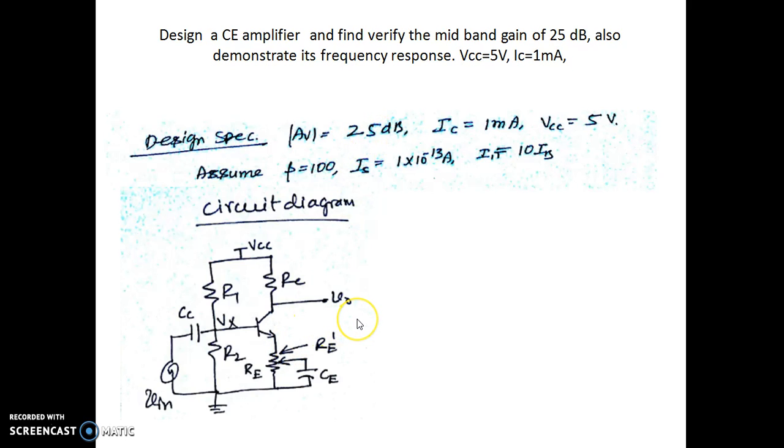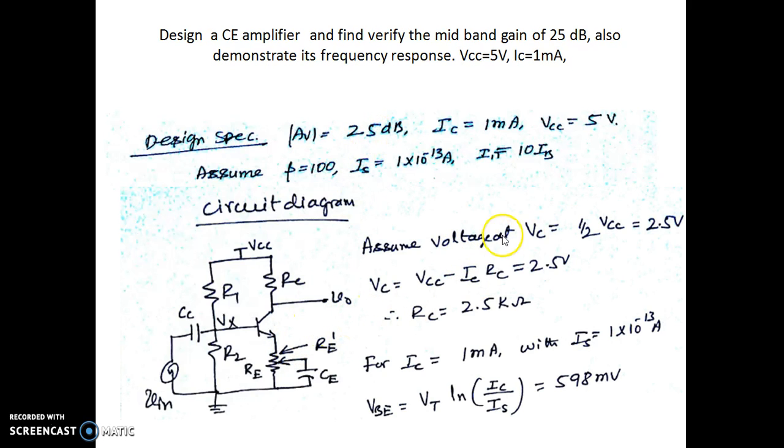This connection is used so that we can get the desired gain of 25 dB. We know the design equations, so we shall assume that VC, the voltage at the collector, is half of VCC, so that we get a better swing. So VC becomes half of VCC, which is 2.5. Assuming a current IC of 1 milliampere, the RC becomes 2.5 kilo ohms.